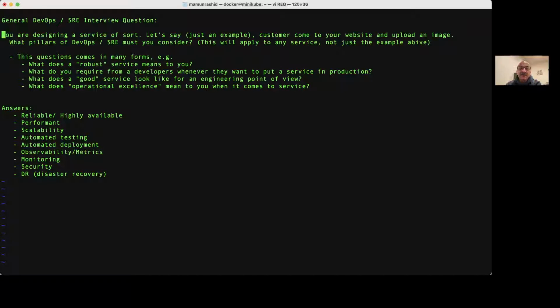You're designing a service or somebody else is designing a service. What will make this service robust? What is your opinion of what makes this service robust or complete or well integrated and whatnot? So for example, let's take a very simple service. Let's say that your service does nothing but allows users to upload their images through a website, right? Very simple service, but what would make this service complete or robust, right?